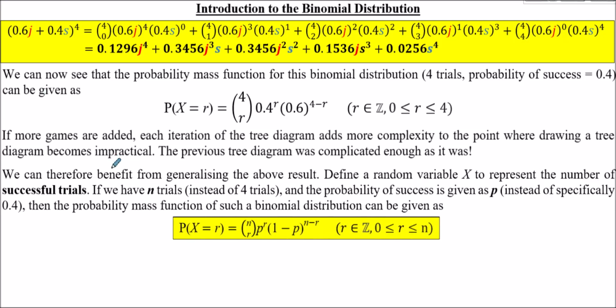So if we generalize the above result, like I said, if this 0.4 we call p, this value here is just 1 minus that value. So if I call it generally p, the probability of a success or a win or whatever, this value here will be 1 minus p. And so this here is the probability mass function of a general binomial distribution. In this case, n is the number of trials, p is the probability of success, and r varies from 0 all the way up to where r is the same as n.